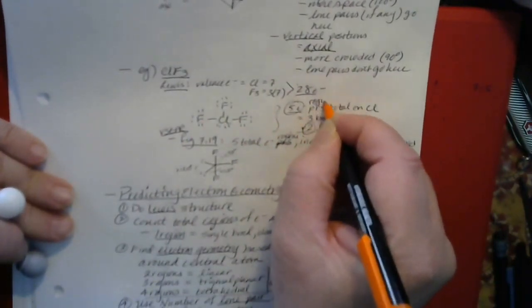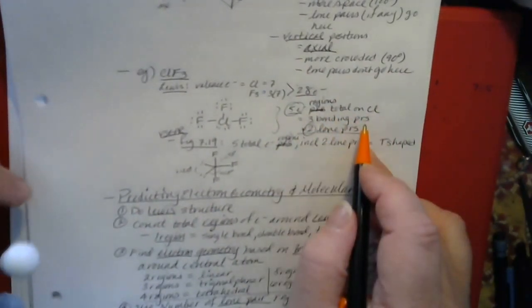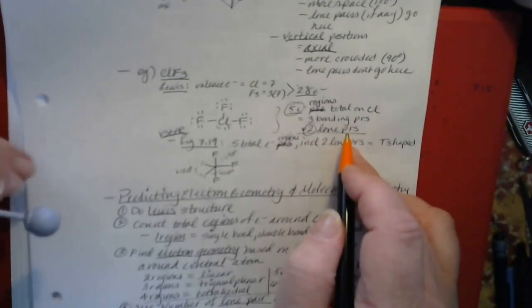Okay, so we've got 5 regions of electrons total around the chlorine. 3 of them are bonding pairs or bonding regions of electrons. 2 of them are lone pairs. So according to our chart, if we have a total of 5 regions of electrons around the central atom, the electron geometry will be trigonal bipyramid. But if there are 2 lone pairs, that means the molecule itself will be T-shaped.